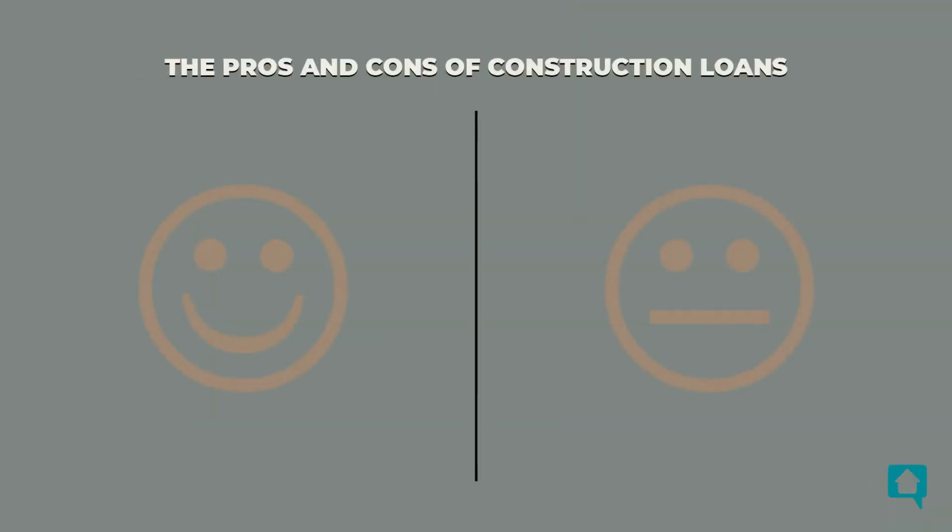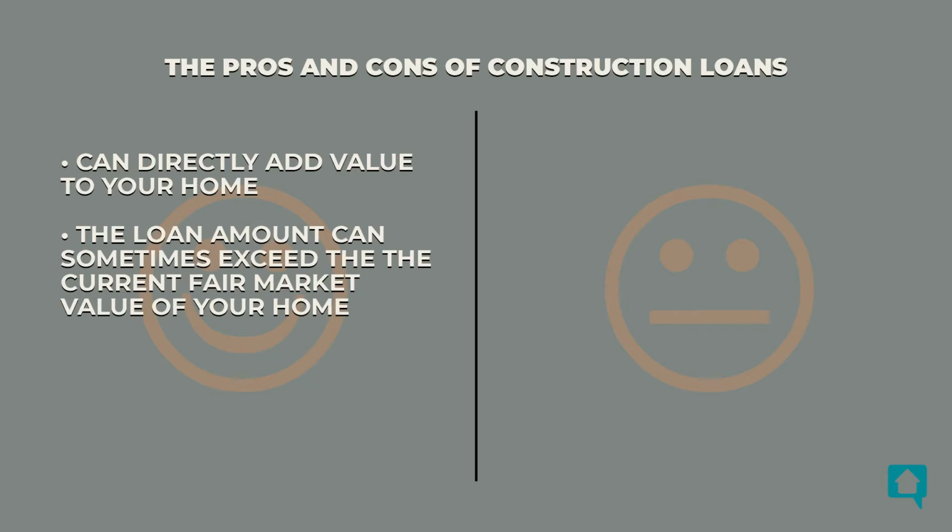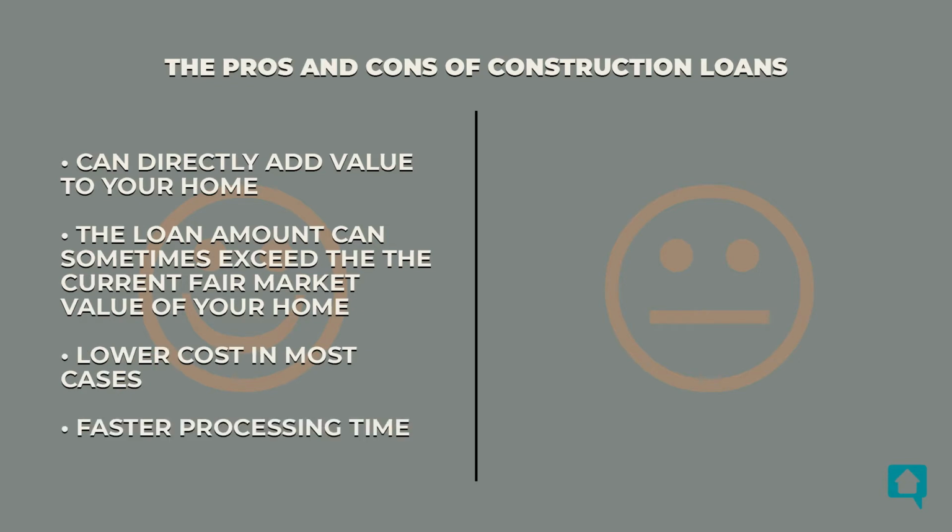So, to summarize second lien construction loans, pros and cons. Pro, it can add direct value to your home. Pro, the loan amount can sometimes exceed the fair market value of your home in its current state. Pro, lower costs in most cases. Pro, faster processing time. Get your loan done from start to finish quicker.